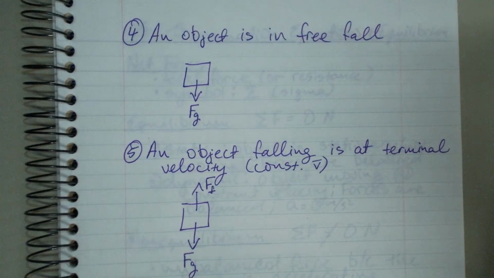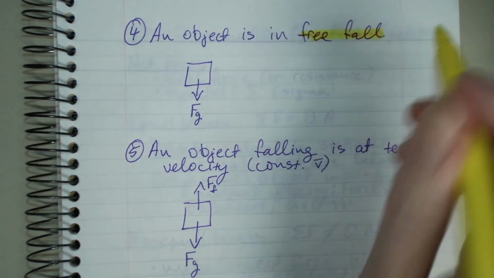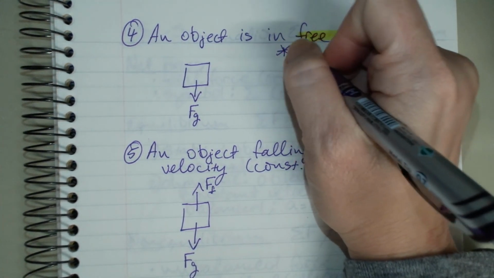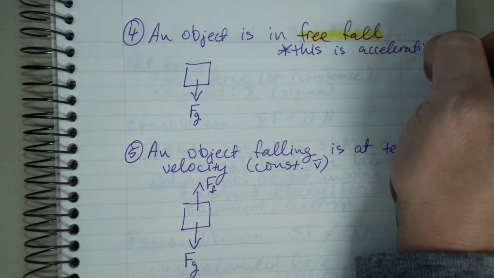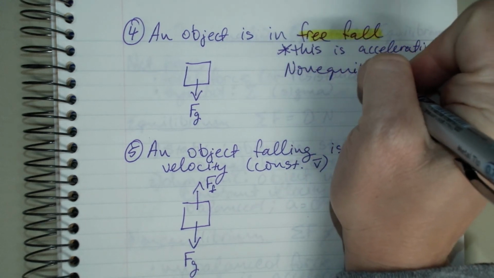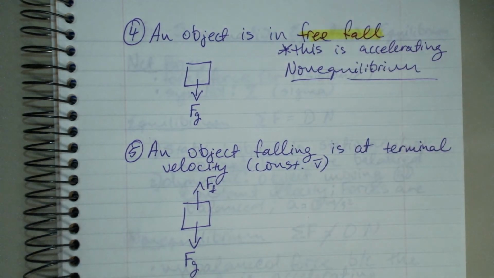Okay, so next page. Now you have an object in free fall. Okay, so if it's in free fall, it's accelerating. So this is accelerating. So this is what you call non-equilibrium. Okay. So that means my net force in at least one direction is not equal to 0.